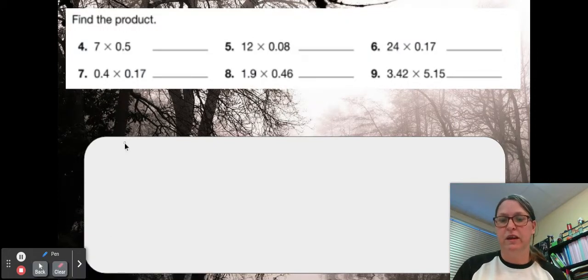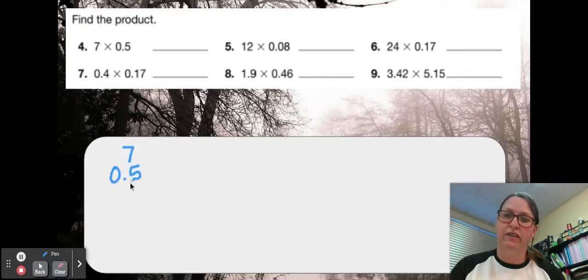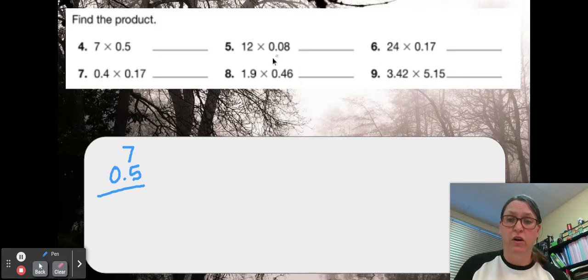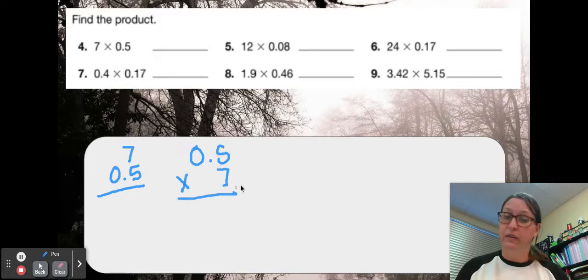We're going to start with 7 times 0.5. So I'm going to do 7 times 0.5. I'm just going to set it up like a normal multiplication problem. And if I wanted to do it that way, or I could do 0.5 times 7 this way. Either way, it works.